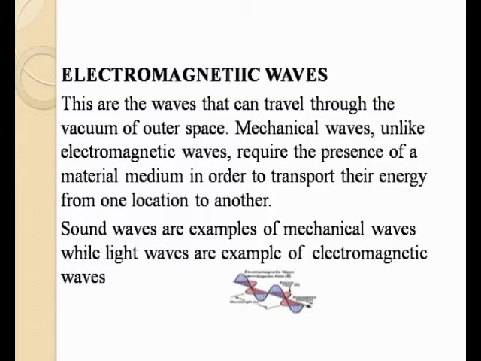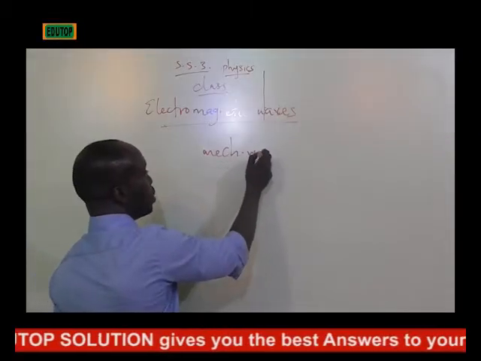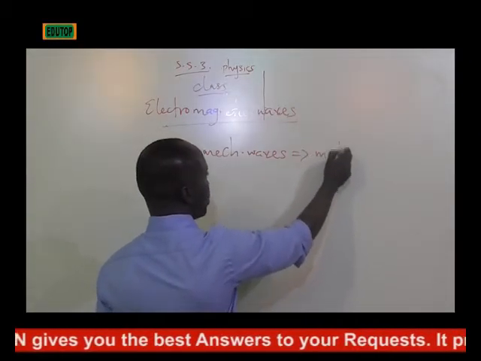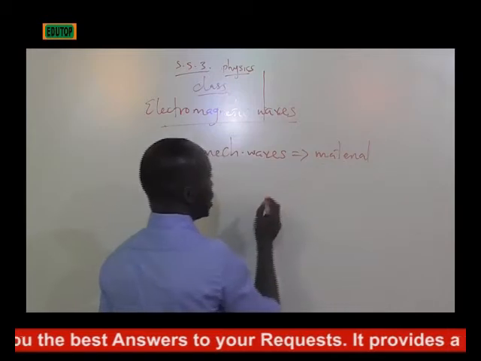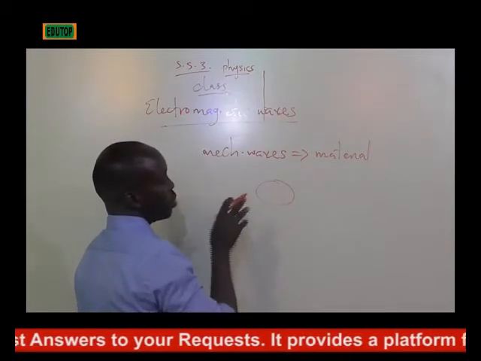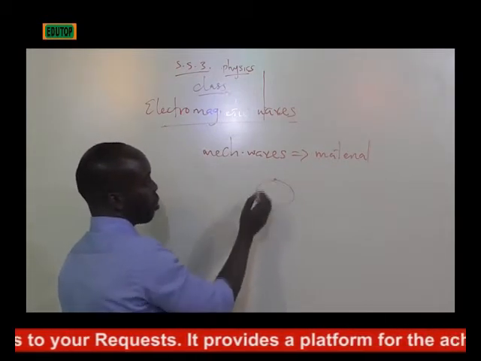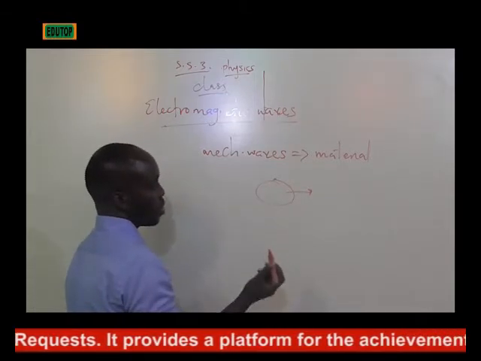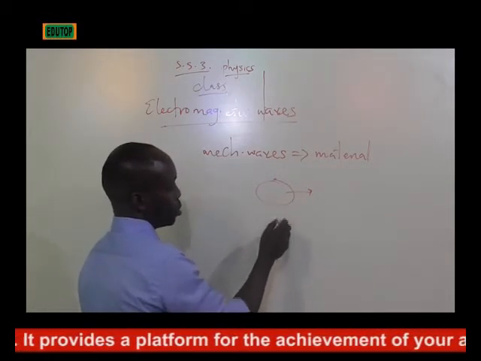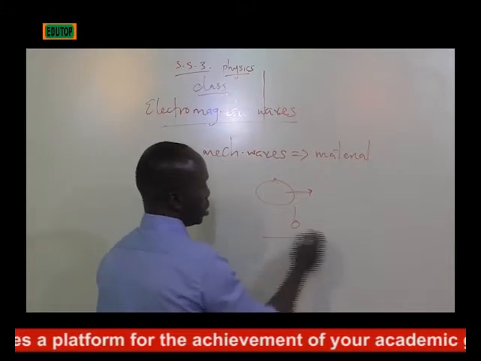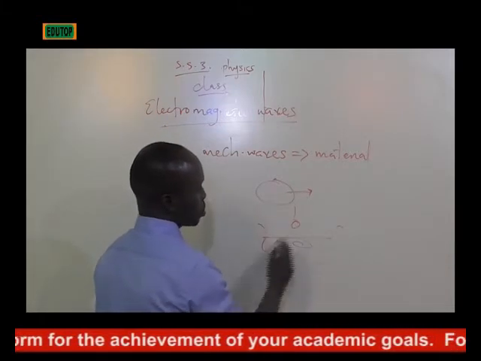Electromagnetic waves are waves which can travel through the medium of outer space. Mechanical waves require the presence of a material medium. When I say material medium, they need a particular material for the wave properties to be transferred. Let's say, for instance, a stone being dropped in a bowl of water, the ripples will come out.